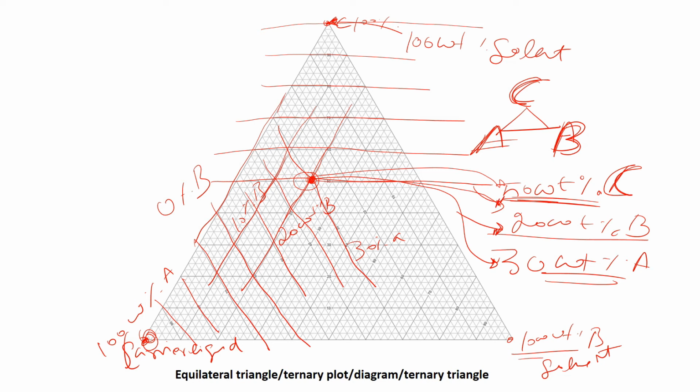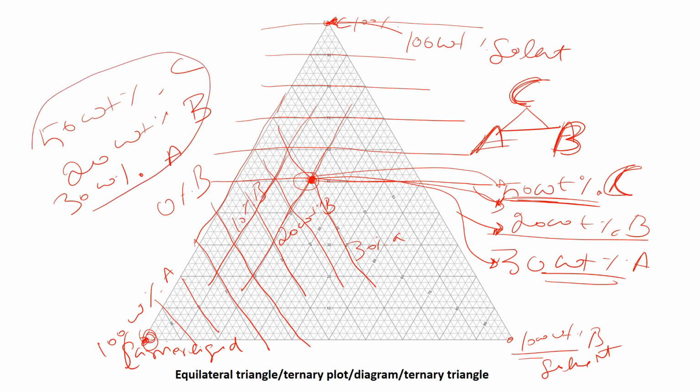So if I say your raffinate contains 58% of C, 28% of B, and then 38% of A, and if I ask you to plot it on an equilateral triangle, that point will be here. So this is your point that corresponds to this particular composition of your liquid. So if your liquid contains 58% of C, 28% B, 38% A, that will be your point on an equilateral triangle.